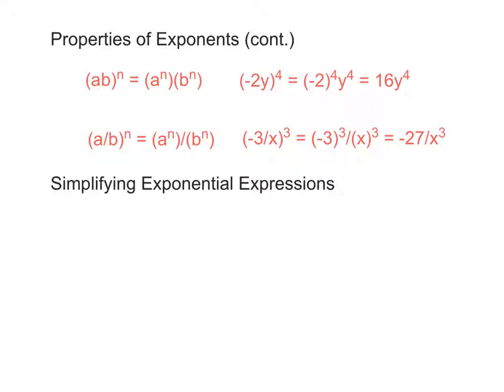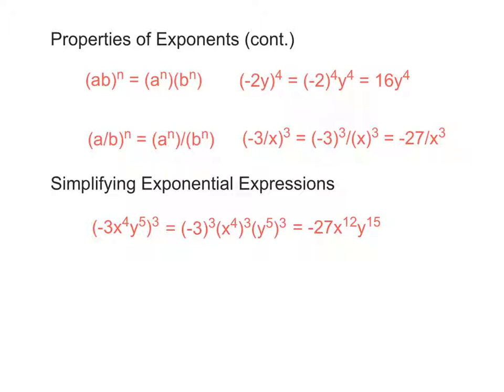So now let's look at some examples of how we can use these properties to simplify exponential expressions. So let's start with this expression. In parentheses, I've got minus 3x to the 4th, y to the 5th, and I want to raise that whole thing to the 3rd power. So how do we go about doing that? First, we start by breaking the expression in the parentheses up and raising each part of those to the third power. So in other words, we've got minus 3 raised to the third, x to the fourth raised to the third, and y to the fifth raised to the third.